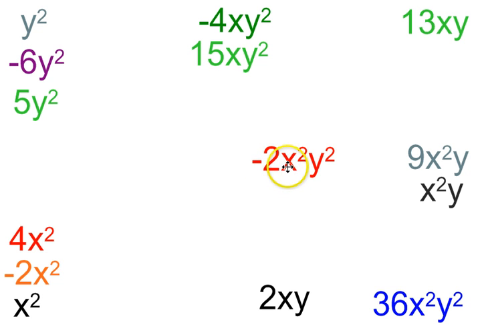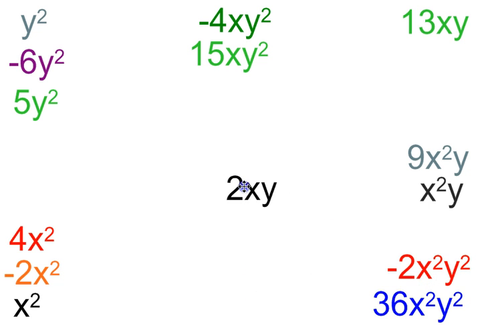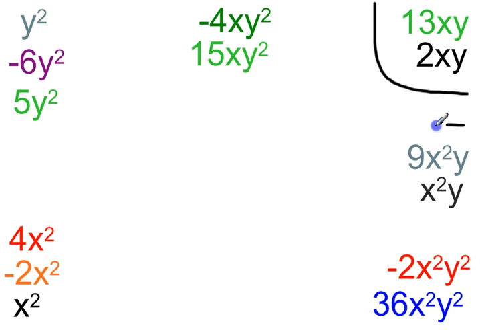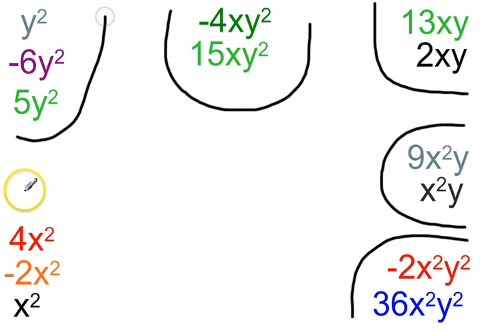Then we have negative 2x squared y squared. That one can go down here with this. And then we have 2xy. 2xy would go here. And now all of these are organized into like terms. And to make those a little bit more clear, I'll kind of separate. Those two are like terms. These two are like terms. These two are like terms. These two, these three, and these three. So the key with like terms is identifying the variable, and then the degree of the variable is the critical piece.